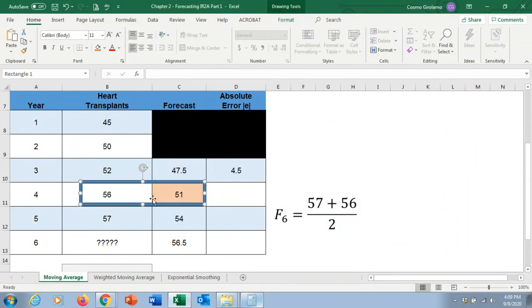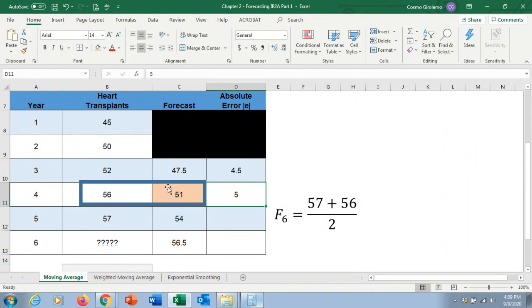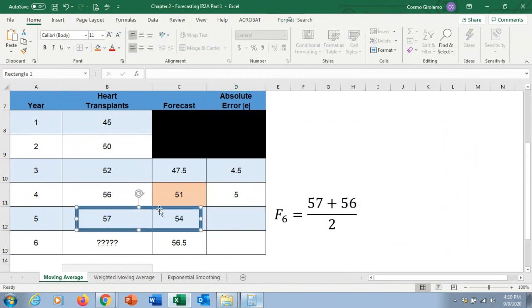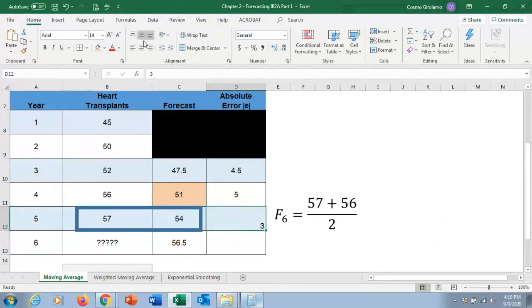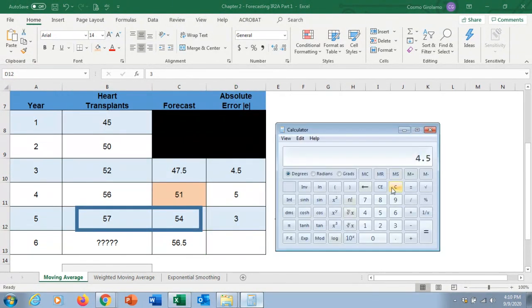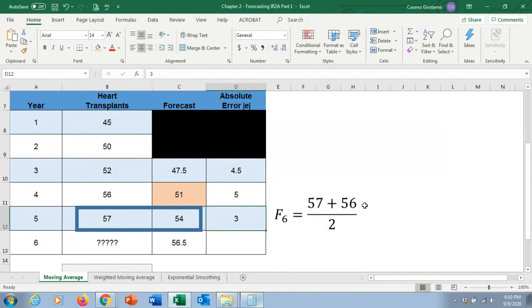56 minus 51, that difference, is 5. Had it been negative 5, I wouldn't care. I just want to know how far off I am. And here, 57 minus 54 gives me 3. Just to reiterate what I did there: what actually happened was 57, what I predicted to happen was 54, and when I subtract 57 minus 54, I get 3.